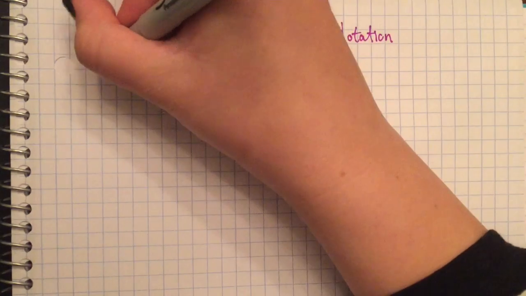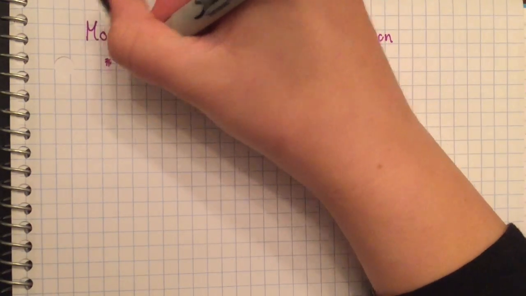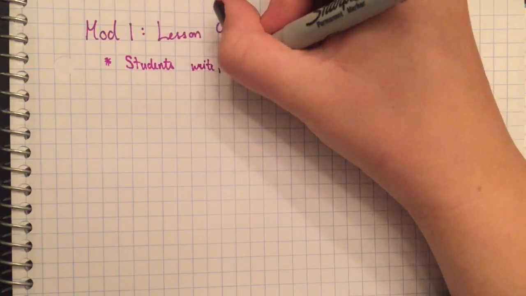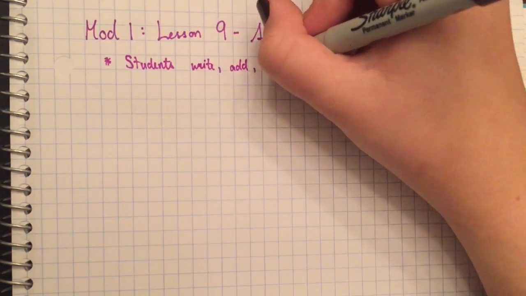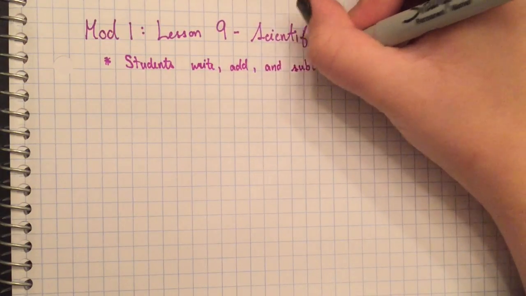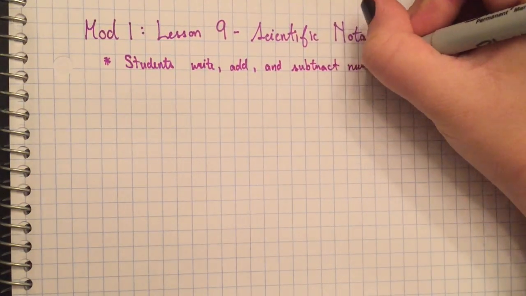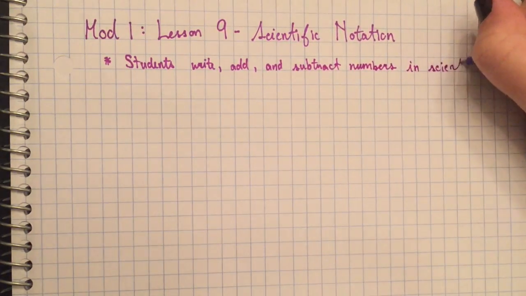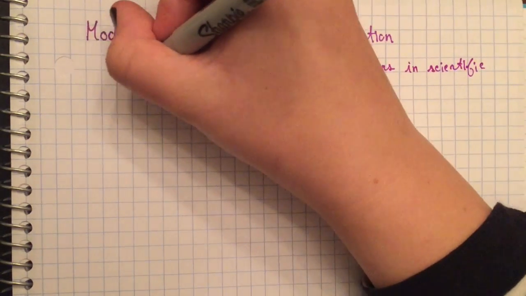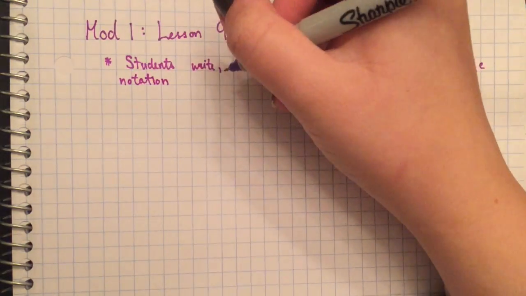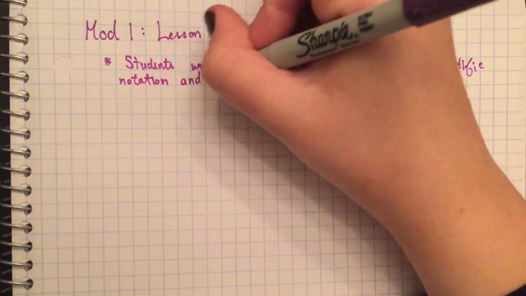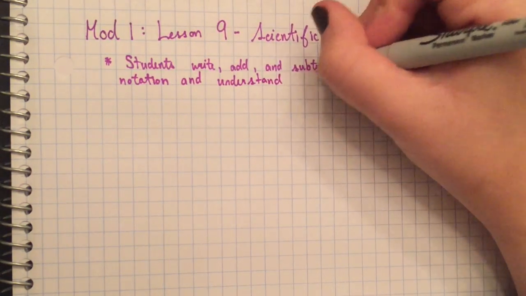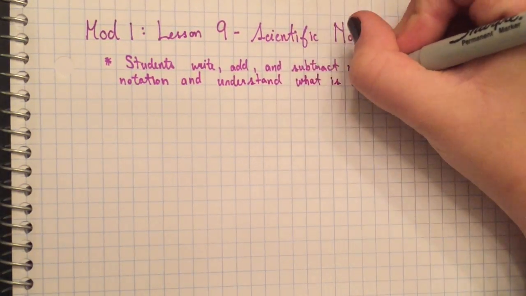Now scientific notation is really just that form that we've been using for a few days, where we have a whole number and we multiply it by 10 to a power. So what we're going to be able to do is write, add, and subtract numbers in scientific notation. And we want to understand what is meant by the term leading digit.